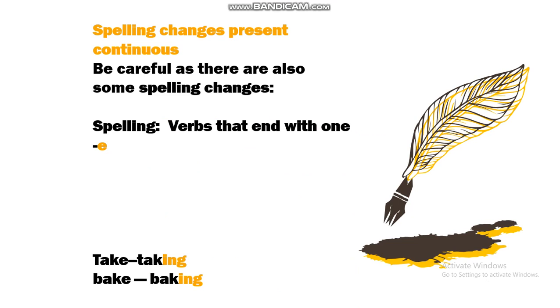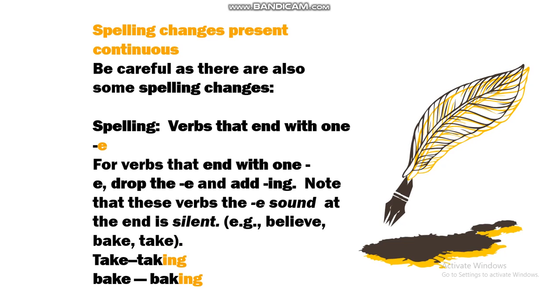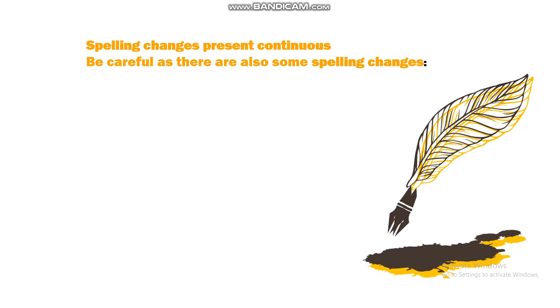So now we're going to talk about the spelling changes in the present continuous. There are some changes that you should take care of. We have verbs that end with E. What do we do with it? We just cross out the E and we add ing. Like you can see in the example, the last two words, take: we cross the E and we add ing. Bake, baking. So we crossed the E and we added ing.